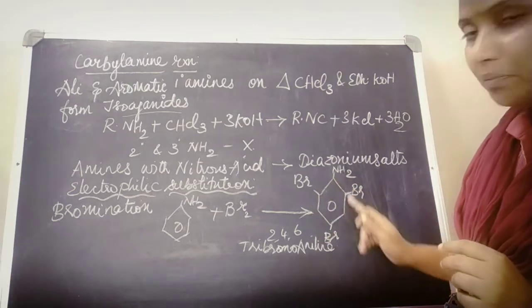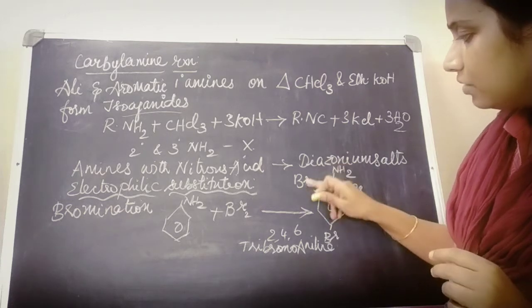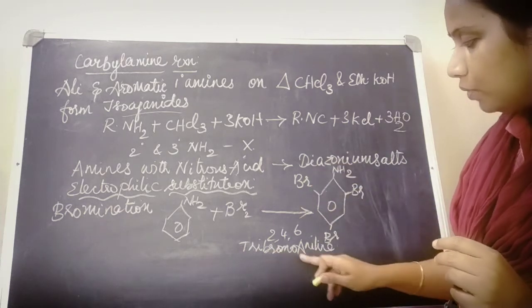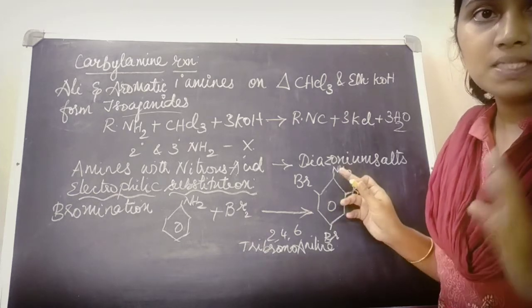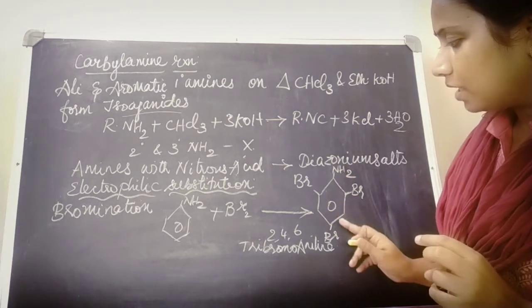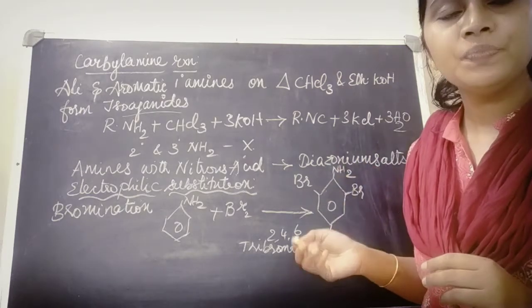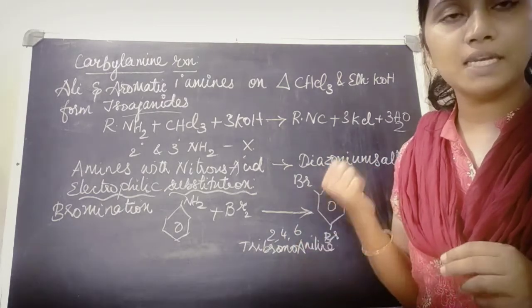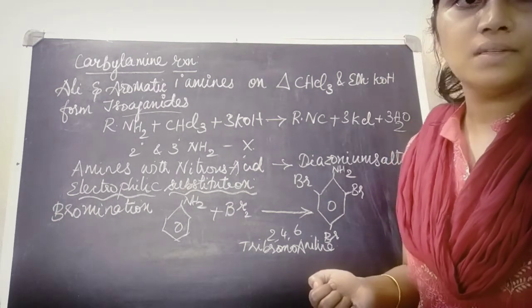So what is the name of this compound? There are 3 bromines at 2, 4, 6, so it is tribromo. Benzene with an NH2 group is aniline, so this is tribromoaniline. This is an electrophilic substitution reaction, and under that we saw bromination.